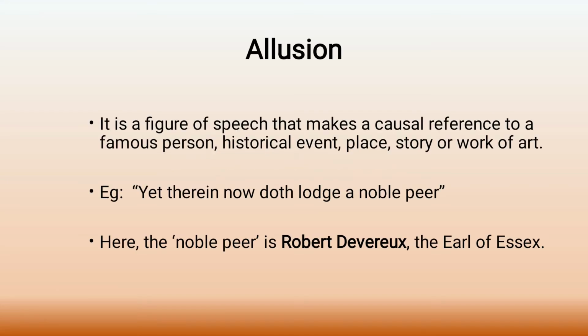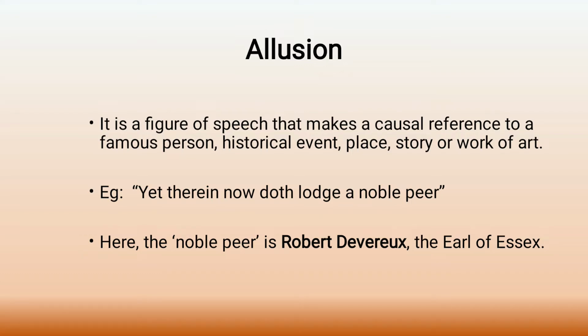Now let's see the poetic devices used in the poem. We are discussing 14 poetic devices which we can see in the poem Prothalamion. So let's begin with allusion. What is an allusion? Allusion is a figure of speech that makes a casual reference to a famous person, historical event, place, story, or work of art. Now you might have understood what an allusion is.